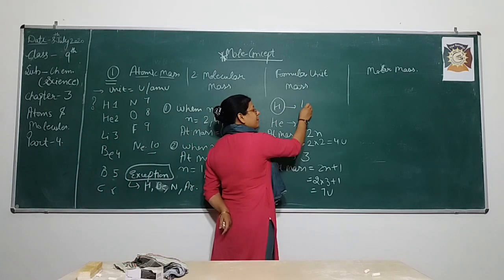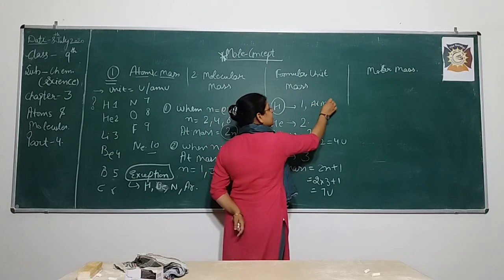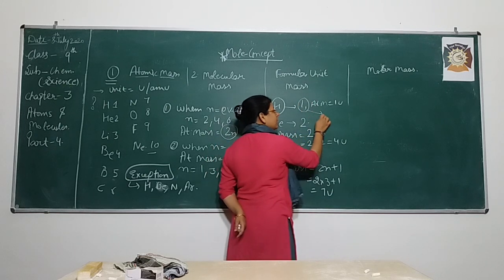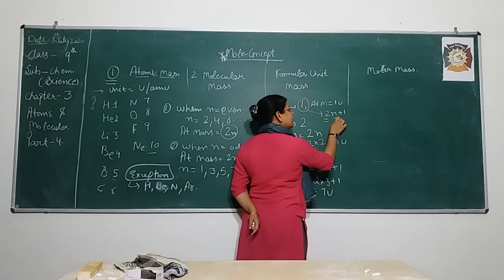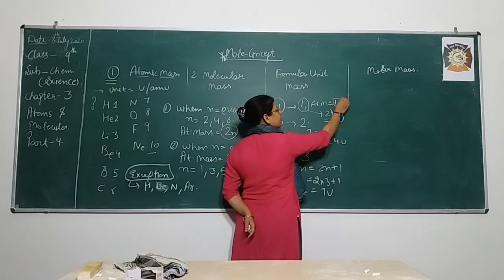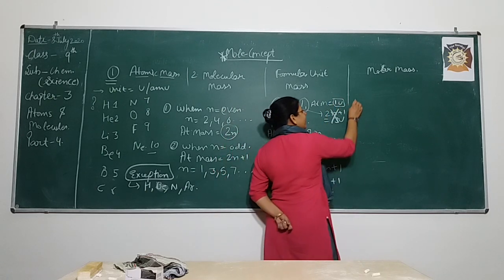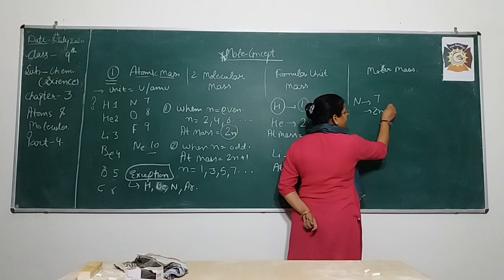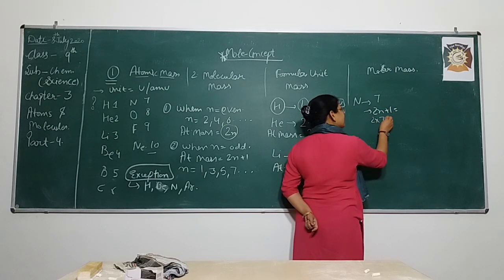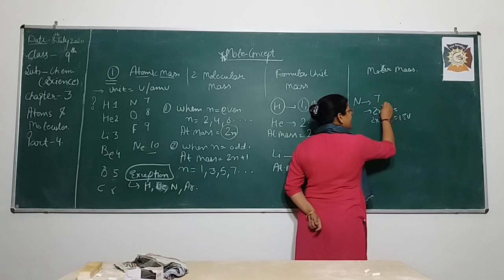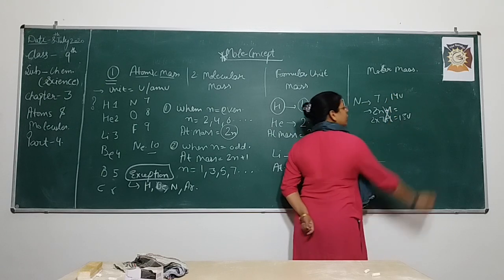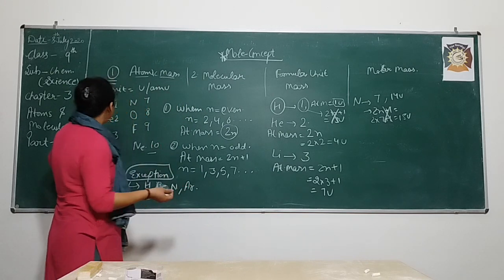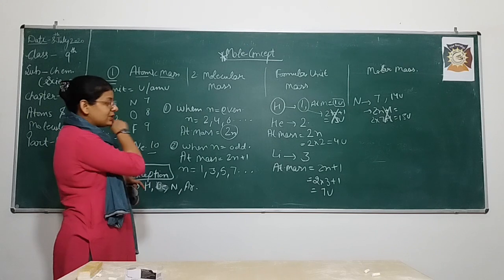Hydrogen atomic number 1. Atomic mass is also 1 unit. But according to the formula, 1 is odd, so the mass should be 3 units. But the mass is 1 U. Same is the case with nitrogen. Nitrogen atomic number 7, odd. According to the formula 2n plus 1, that means 2 into 7 plus 1 is 15 units, but the actual mass is 14 units. Similarly, in the case of argon, atomic number 18, so the mass should be 36, but the mass is 40. So these are some exceptions.